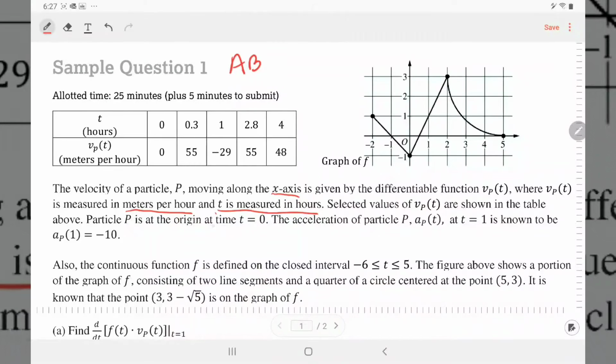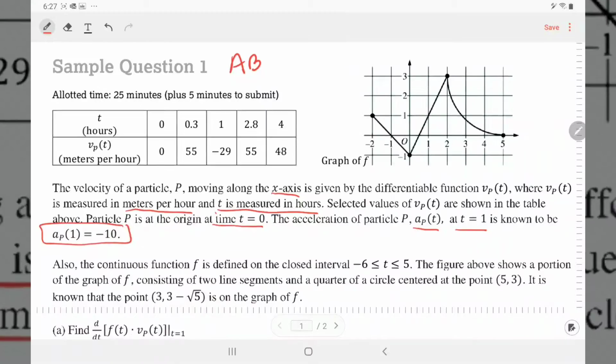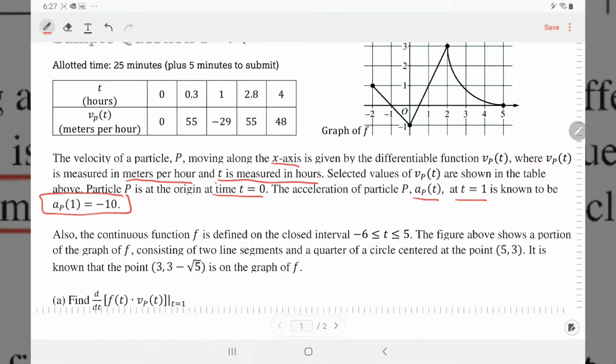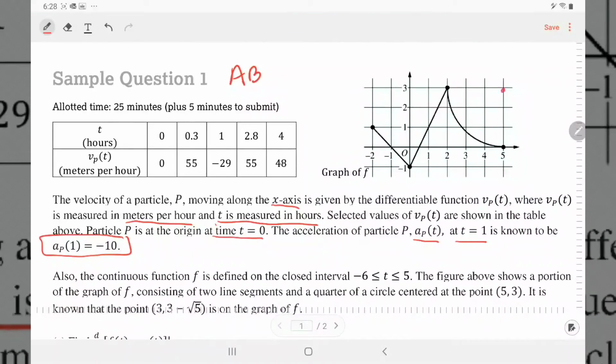Particle p is at the origin at time t equals 0. Acceleration a. Okay, they're using all the right letters. t equals 1 is known to be this. Okay, so I need to find that later. Also, f is a continuous function defined on the closed interval. And it says the center is 5, 3.